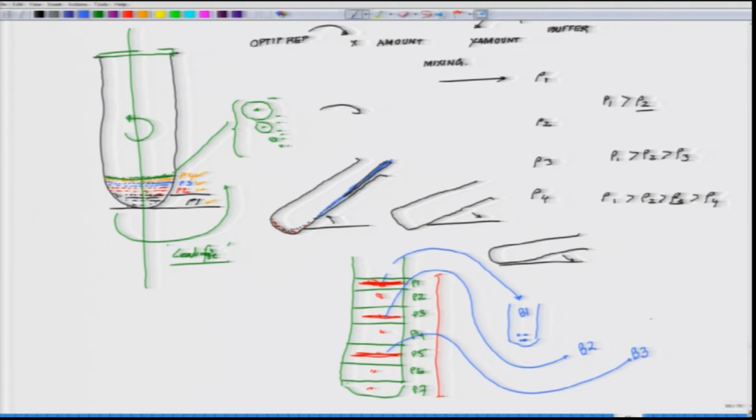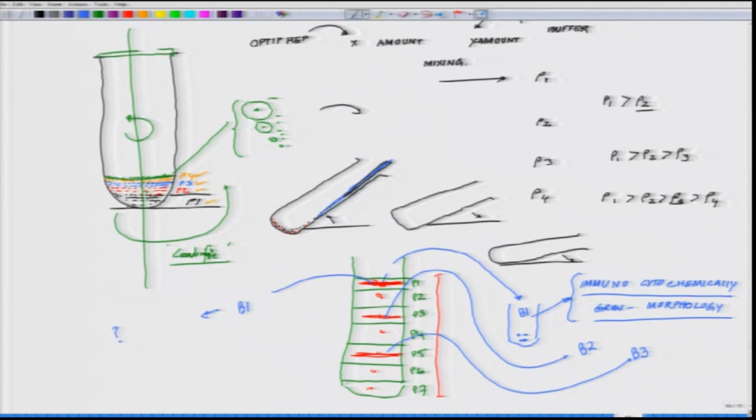Now, when you are doing it for the first time, you have no idea which cells are which. So what you have to do is characterize these cells by 2 methods. Immunocytochemically is one method, and the other is that you have to grow them to see their morphology, how they grow over a period of time. Based on that, you will be able to figure out which bands represent what cell type.